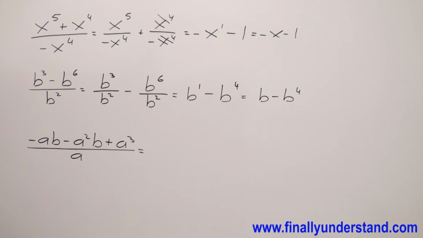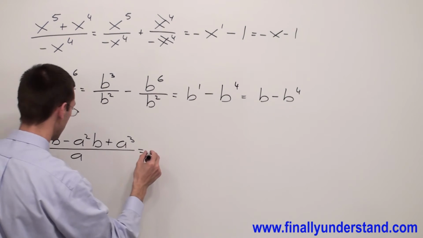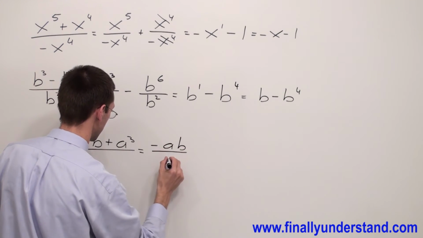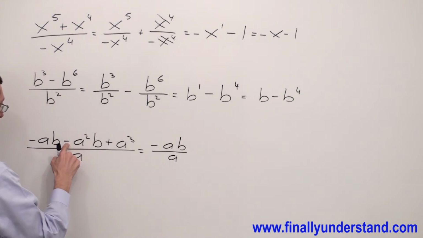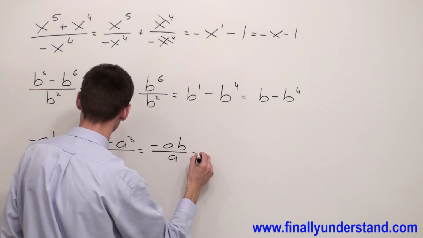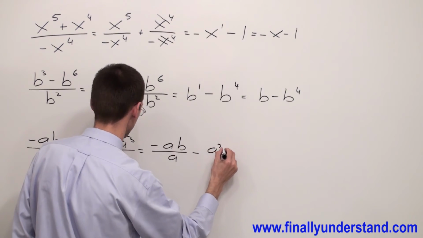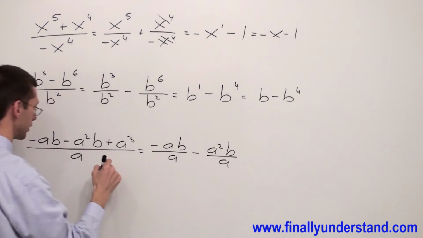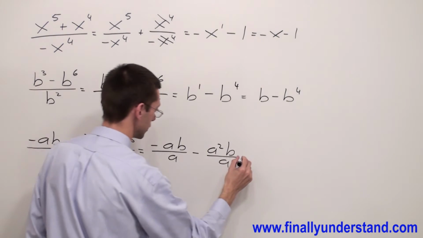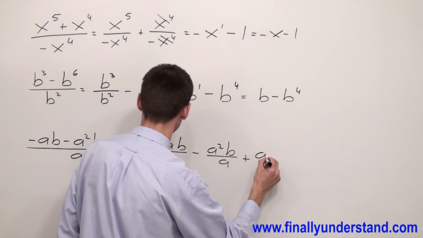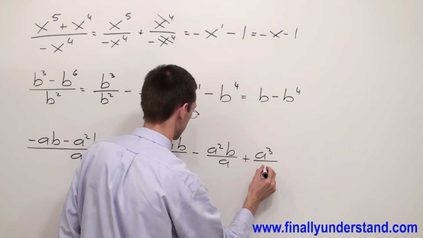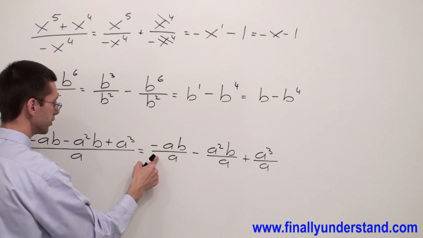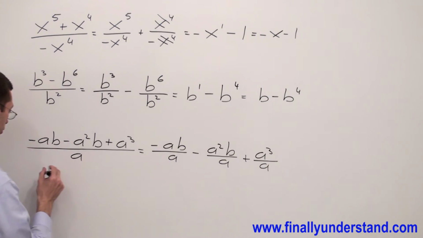Let's take a look at the third problem. I have negative a b divided by a, minus a squared b divided by a, plus a to the third over a. Negative divided by invisible positive is going to give me negative.